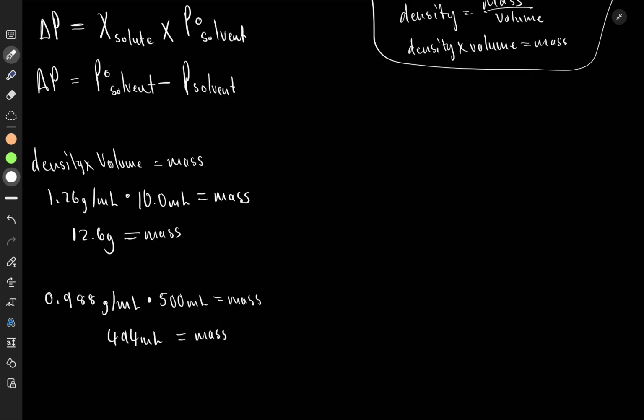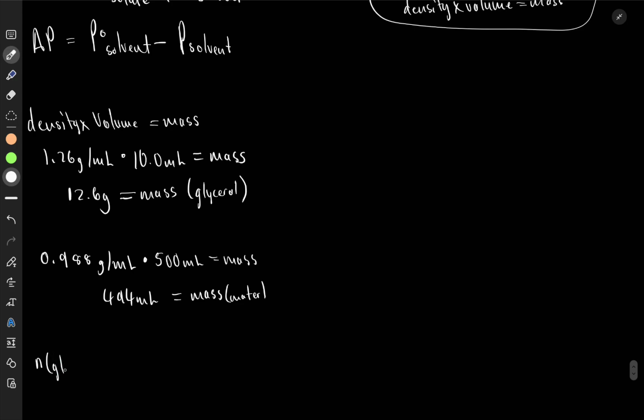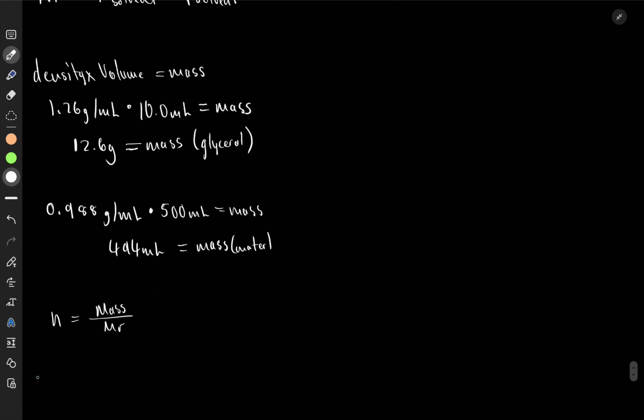Okay, so now I have these two. I have the masses. What should I go ahead and do now that I have the mass of the glycerol? This is the mass of glycerol. And then here we have the mass of water. So now I can go and say number of moles of glycerol. We can first just say number of moles is equal to mass over MR, which means the number of moles of glycerol is going to be the mass in grams, always in grams, 12.6 grams over the MR of glycerol.